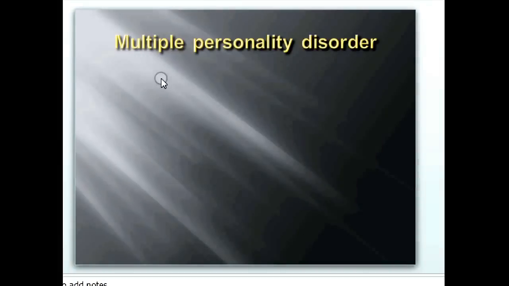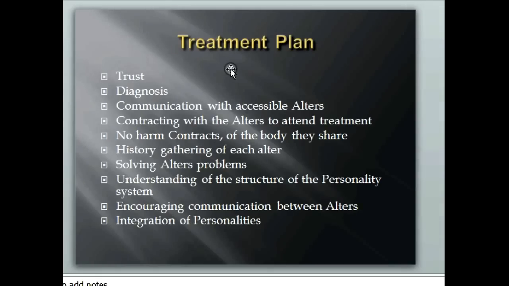Okay, let's start with the treatment plan then. I put it down here, and we have at least 10 stages here. First one being trust, second one being diagnosis, third one, communication with accessible alters. Fourth one, contracting with the alters to attend treatment.